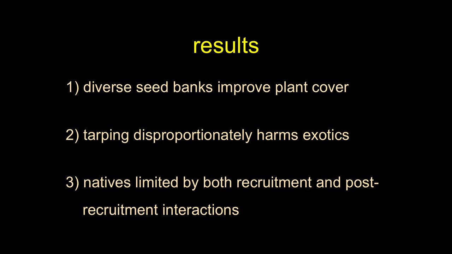So it turns out that a diverse seed bank really does improve plant cover. And the seed bank in one time of the year will help the plant cover 6 months later. The tarping harms the exotics more so than harming the natives. Doesn't seem to harm the natives at all, but if it does even slightly, it really harms the exotics. And this tells us that natives are limited by both recruitment and post-recruitment interactions.